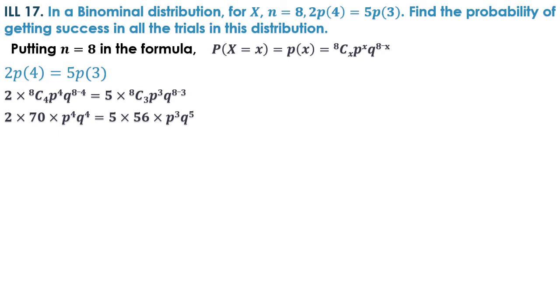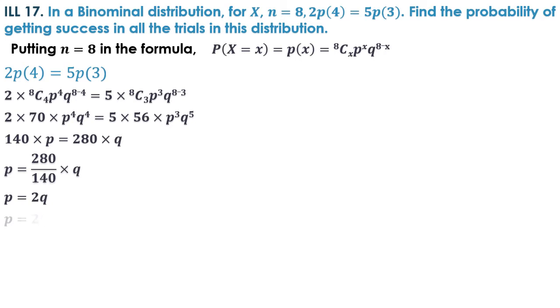the left side. Similarly, on the left side we have q raised to 4 and on the right side we have q raised to 5. So when we cancel them with each other, we are left with a single q on the right side. So 2 into 70, 140 into P equal to 5 into 56, 280 into Q. So I'm going to change the side of 140. So P is equal to 280 upon 140 Q, that is 2Q.